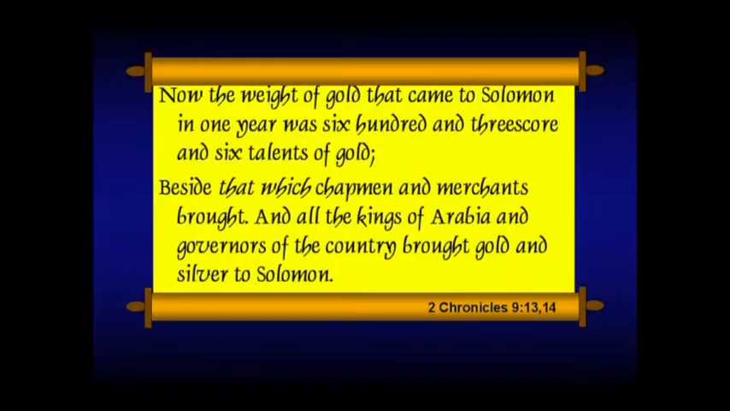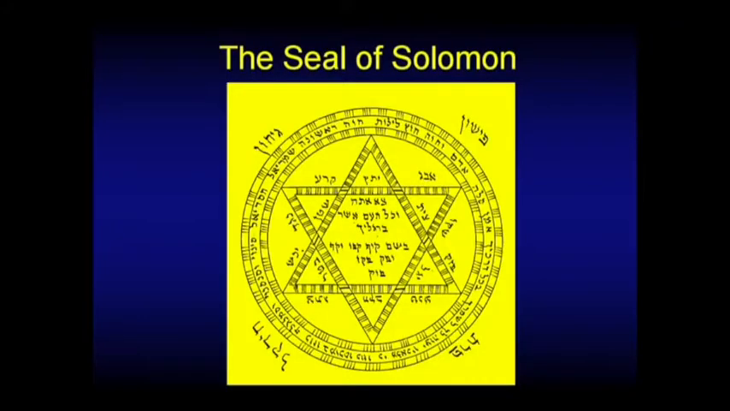Beside that which chapmen and merchants bought, all the kings of Arabia and governors of the country brought gold and silver to Solomon. In other words, he made a lot more than this. This was just his salary. That is just singled out for some spiritual purpose. The seal of Solomon has been found to be a very ancient symbol used by occultics.